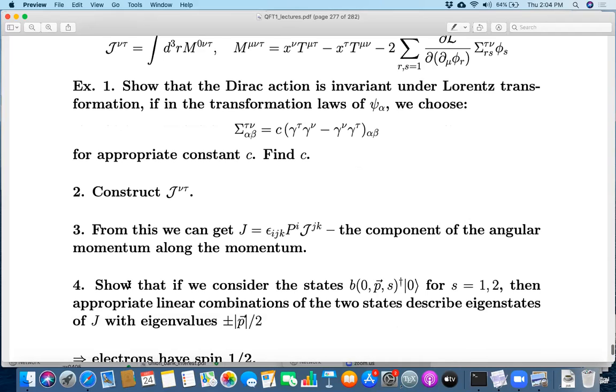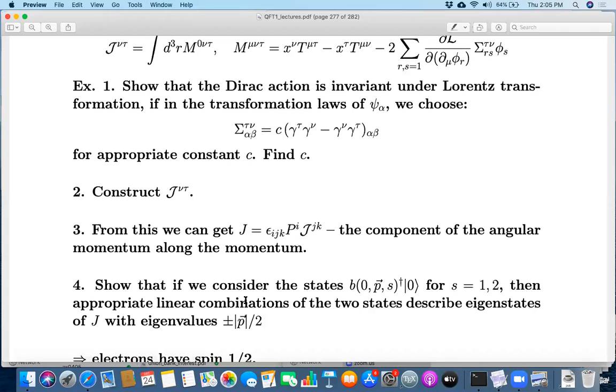And then the next task is to show that if we consider, for example, the state B0 PS dagger on the vacuum and apply this operator J, then by taking appropriate linear combinations of these states, see here S of course is a label that runs over 1 and 2. This label came from the degenerate eigenvalue problem of the Dirac equation. But now the claim is that by taking appropriate linear combinations of these two states, we can get eigenstates of this operator J.